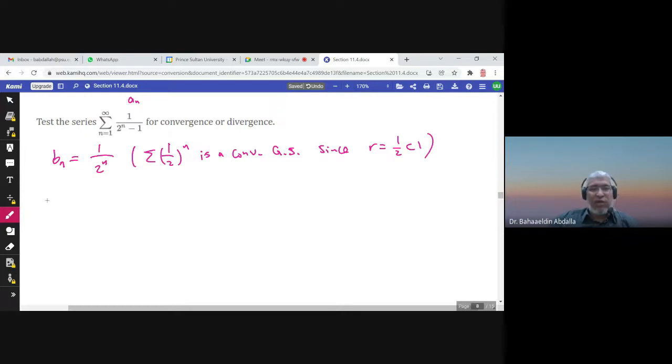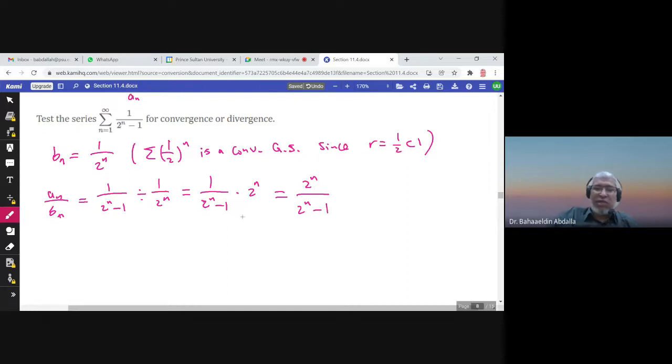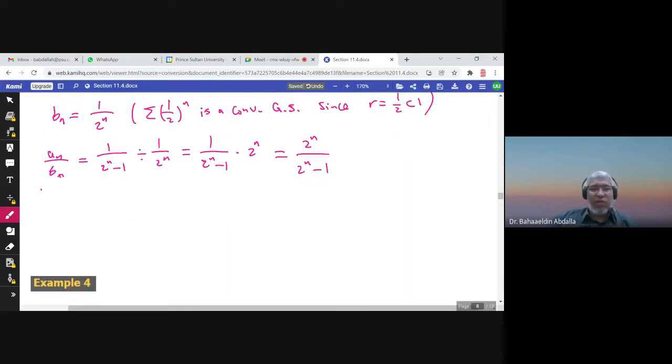So let me find a_n over b_n. Well, this would be 1 over 2 to the power n minus 1 divided by 1 over 2 to the power n. So it would be 1 over 2 to the power n minus 1 multiplied by 2 to the power n. This is how we divide two fractions. So we will have 2 to the power n over 2 to the power n minus 1. So this is a_n over b_n. And let us now find the limit of 2 to the power n over 2 to the power n minus 1 when n goes to infinity.